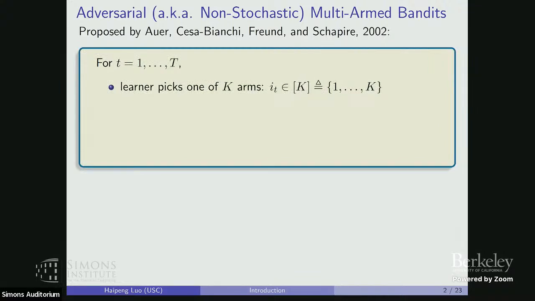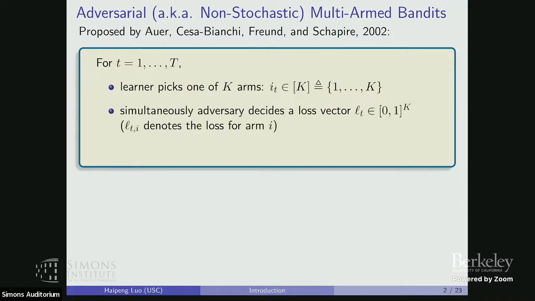Here is the formulation. You learn for T rounds, and as the learner, each time you pick one of the K arms. Shipra was using N as the number of arms this morning, so I will switch to K. I_t is the arm that you select at time t. Now the important change is that there's an adversary that simultaneously decides a loss vector l_t. This is a K-dimensional vector, where each coordinate l_{t,i} denotes the loss for arm i. I assume that they are normalized, so that every loss is between 0 and 1. Again, I'm switching from rewards in the morning to losses.